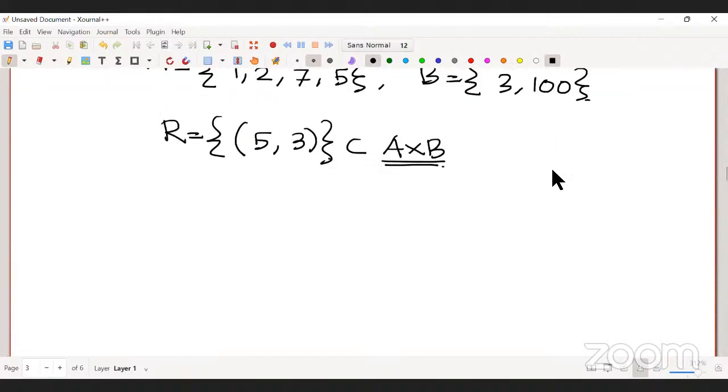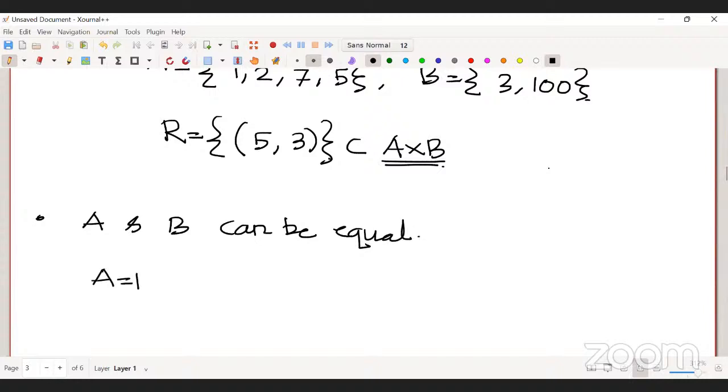Sometimes A and B can be equal. If A and B are equal, in that case, I'll simply say that R is a relation on the set A. Instead of saying that R is a relation from A to A, I'll simply say that R is a relation on the set A. That's okay when A and B are equal.